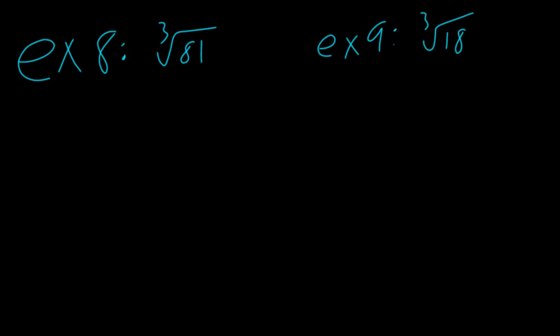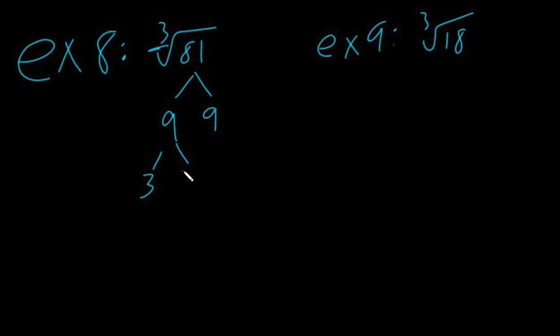Now let's talk about the cube root of 81. Most of you know 81 as a perfect square. What two numbers multiply to be 81? Well, that would be 9 and 9. And check it out. If we were inside a square root, we could circle our pair and be done, but we're not. We're looking for 3 numbers that are the same.